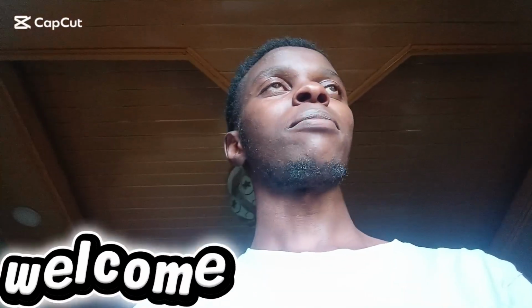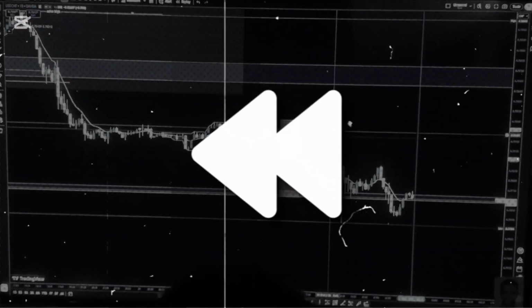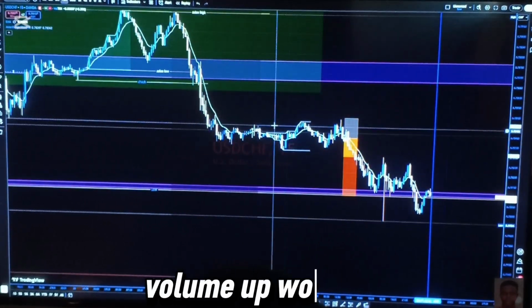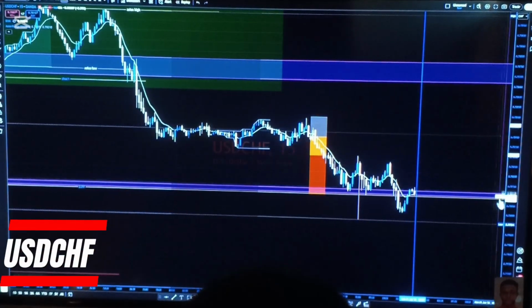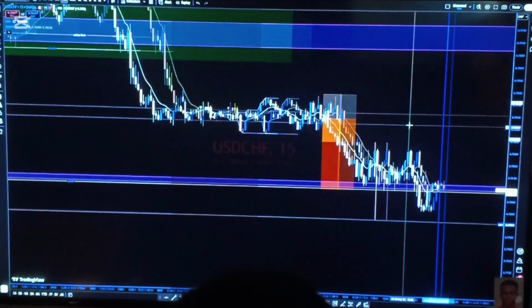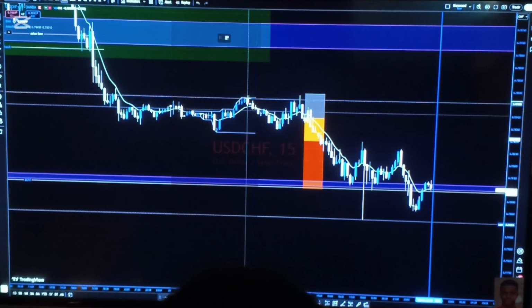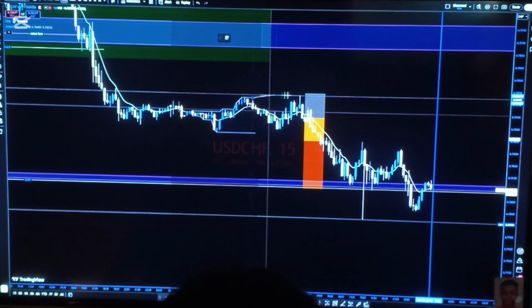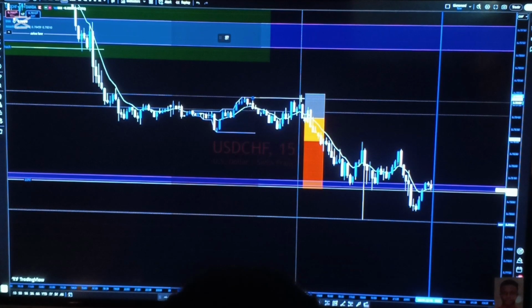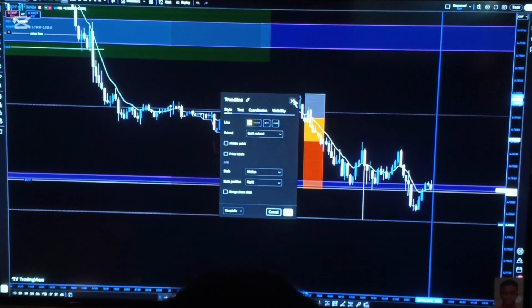Guys, this is how I missed making $150 on Friday. Trading USDCHF. The pair is USDCHF. This is a pair that I really like and I love because it's simple. It's always simple. And my trading model is very simple.